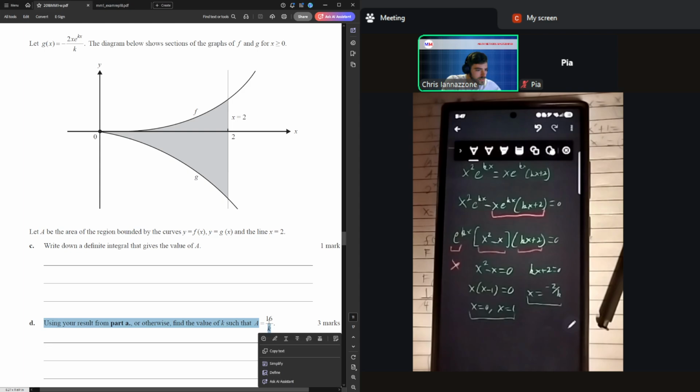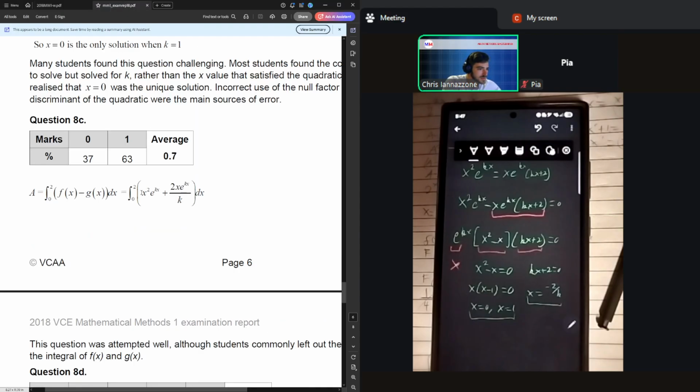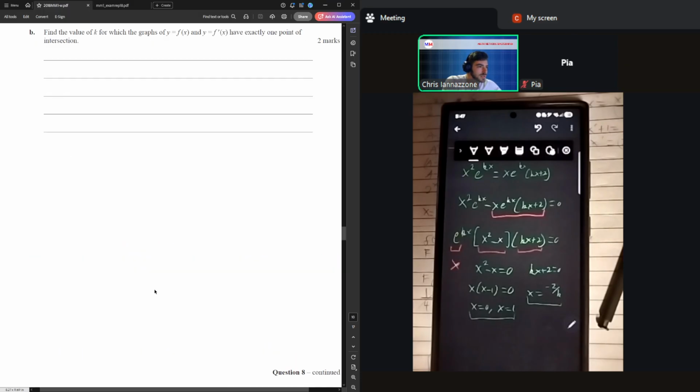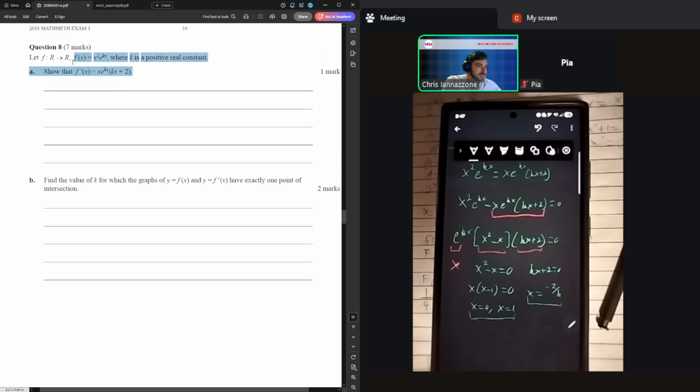Using the result from part A, find the value of k such that A equals 16 on k. How complicated is this? You need to know how to anti-differentiate that. Oh, using the result from part A. Okay, I thought it said using the result from C.